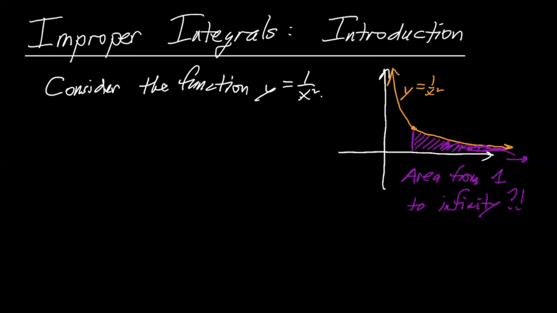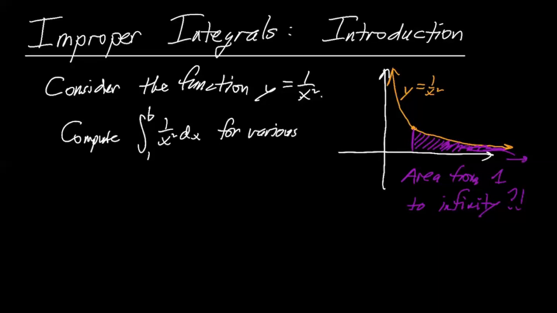Well, let's think about it. Let's compute the integral from 1 to b of 1 over x squared dx. So that's a letter b, not a 6, for various b greater than 1. B was a bad choice, maybe.